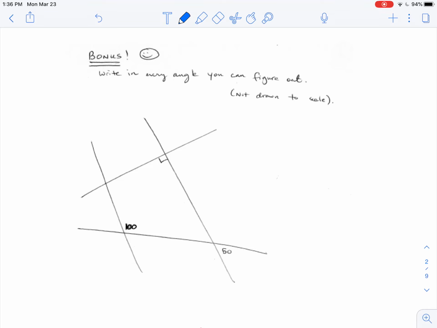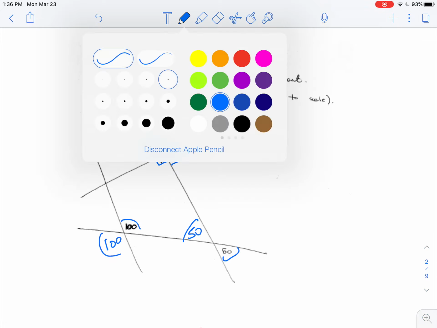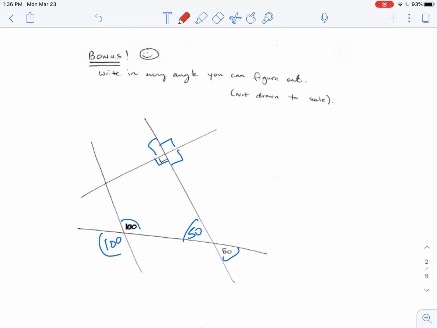All right. Hopefully you did a good job and you didn't give up on yourself here. All right, let's start up here. This is a right angle, 90 degrees. We know all of these are 90 degrees then. Let's go for all of our vertical angles. Vertical angles. That's probably the easiest. Now let's go for our supplementary angles. 50 and 130 makes 180 degrees. 100 plus 80 equals 180 degrees.